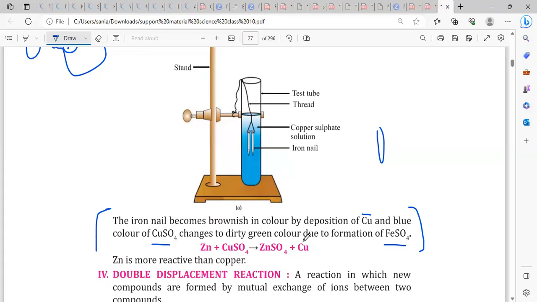So if it is only Cu, then the color will be brown. If it is CuSO4, then the color will be blue. And if it is FeSO4, then the color will be green. Okay, so three colors. First, when it is only Cu, the color will be brown. When it's CuSO4, copper sulfate, it will be blue. And when it's ferrous sulfate, it will be green. Clear?